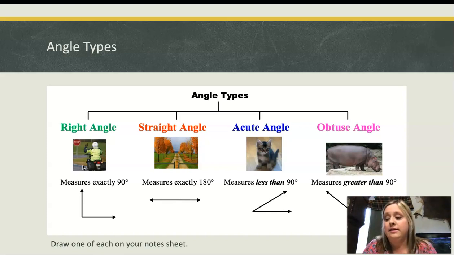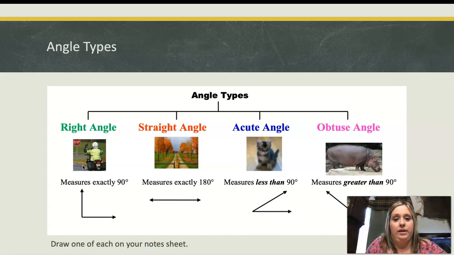Oh, yes. Sorry, Caleb? Is an 89-degree angle still technically an acute angle? The answer is yes, because it is technically still under 90, even though it's really close and probably would look like a 90-degree angle. It's still not, so it would still be acute.